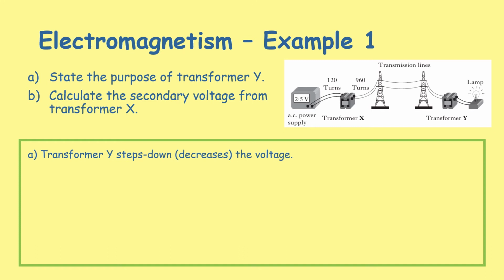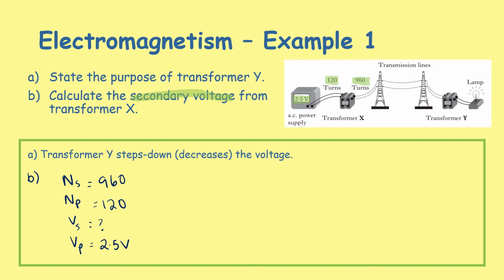And let's have a little look at part B. Calculate the secondary voltage from transformer X. So first of all, let's write down what we have and what we don't have. So we have NS, NP, VS, VP. Our secondary number of turns is, if I get my highlighter, that's just here, that's our 960. And our primary number of turns, that's the 120 just there. Our secondary voltage is what we want to work out, that's what the question is asking us just there. And our primary voltage, we can see in the diagram just there, there's 2.5 volts.